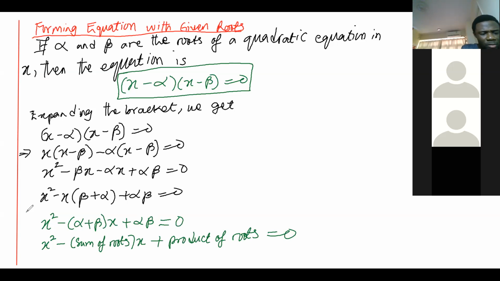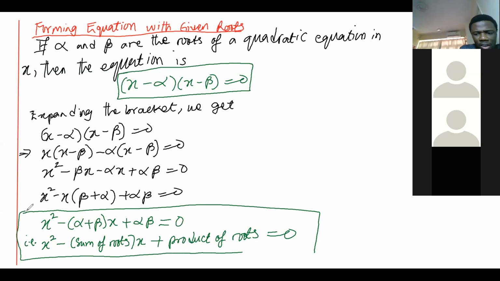So this is the second method. This is just an explanation of what it means. So the first method is the brackets one, where you need to expand. The second method is to apply the sum and the product of roots. In any case, you will get the equation back. So I call this method 1. Let's call this method 2.